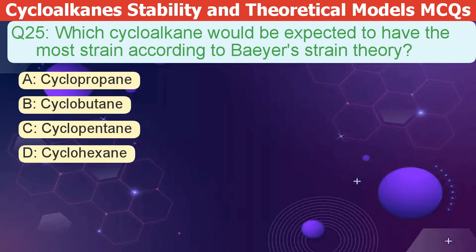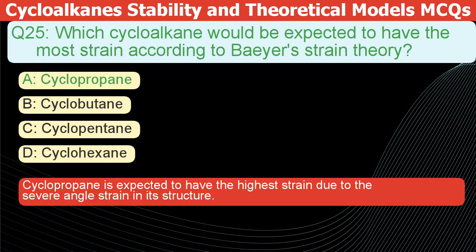Which cycloalkane would be expected to have the most strain according to Bayer's strain theory? A. Cyclopropane. B. Cyclobutane. C. Cyclopentane. D. Cyclohexane. The correct answer is A. Cyclopropane is expected to have the highest strain due to the severe angle strain in its structure.